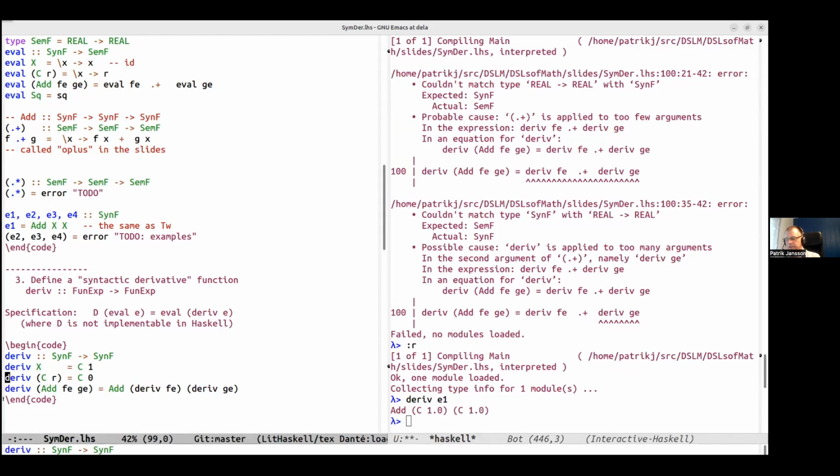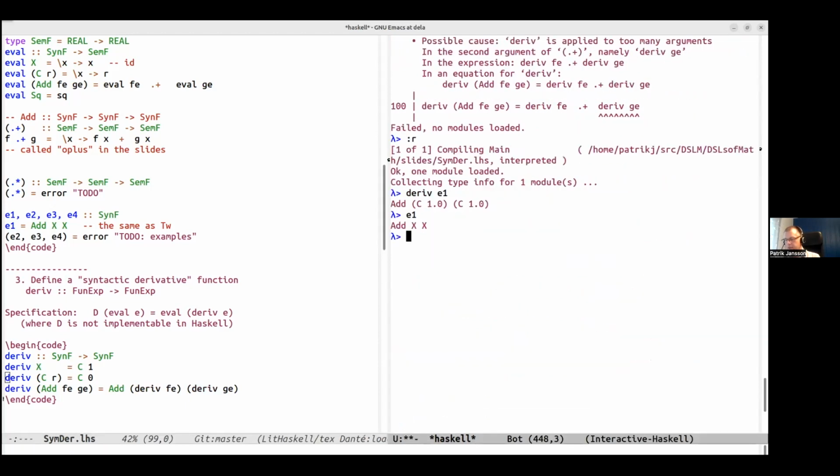So notice that I can evaluate it here. E1 is add x x, and derivative of E1 is add constant 1, which I guess should be simplified to constant 2. But to be very clear here, we haven't implemented the simplifier. We're just doing exactly the thing which is required so far.